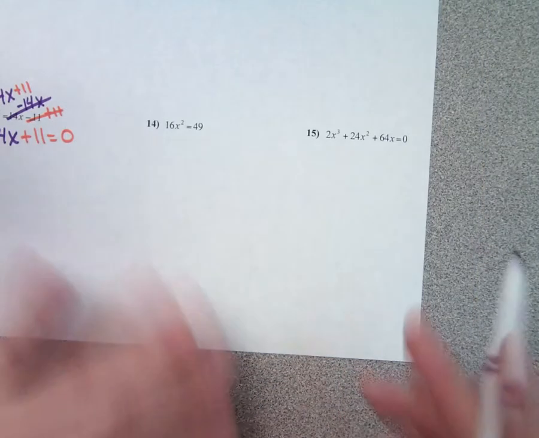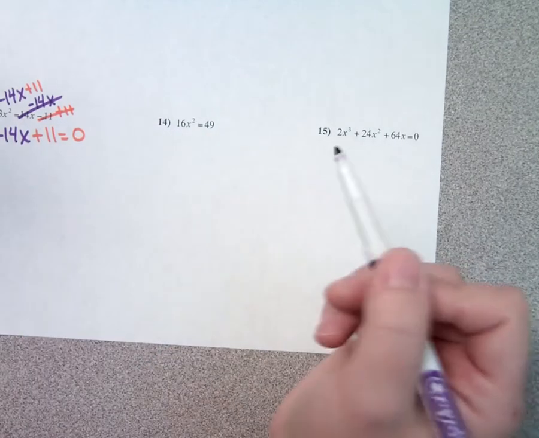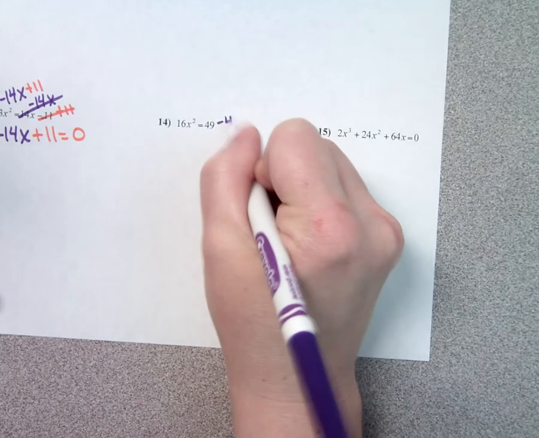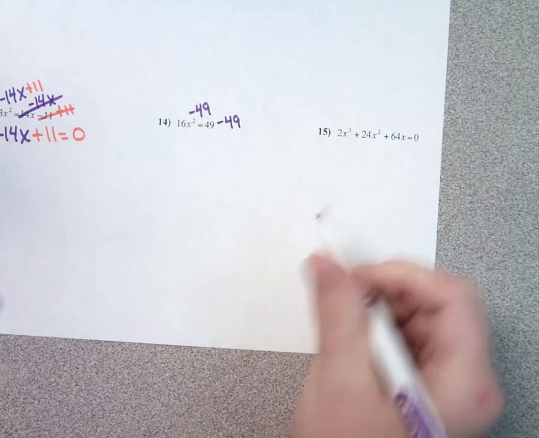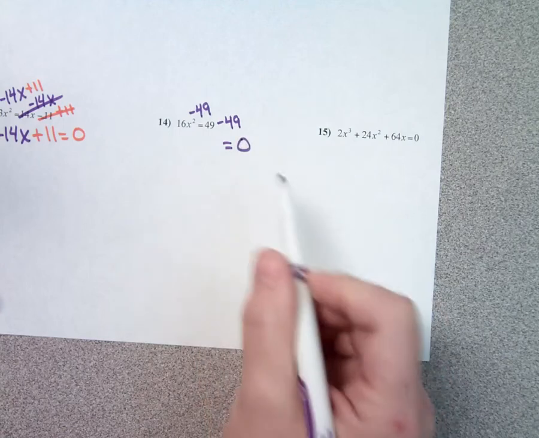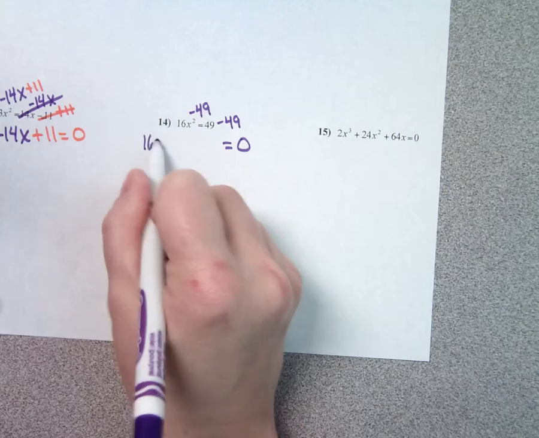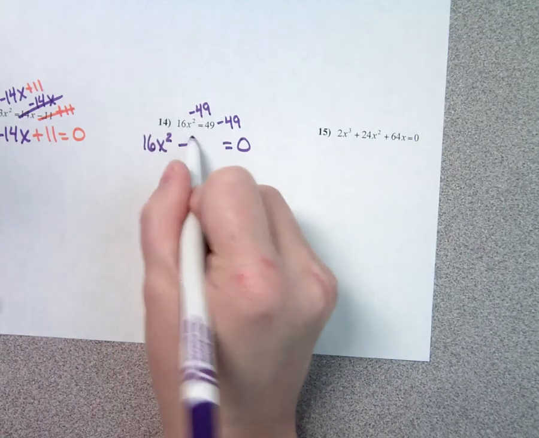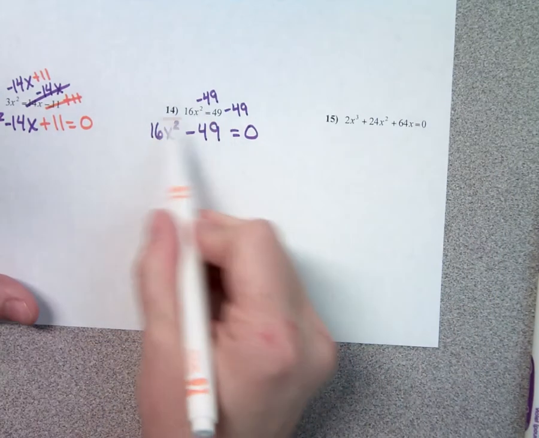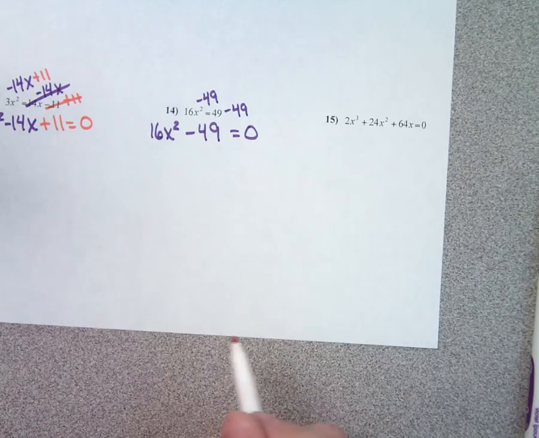Okay, number 14. Does it say equals 0? No, it does not, so I need to make sure that that says equals 0. So what would I do? I'd move the 49 by subtracting it, and I do have to subtract it from both sides. So 49 minus 49 makes how much? 0. And then this, I can't combine them, but I do have to put it in order. So I start with the 16x squared, and then I'm going to bring down the minus 49. Okay, so now I have to go through my factoring process. First thing I always look for is a GCF. Is there anything that will divide into 16 and 49 evenly besides a 1?